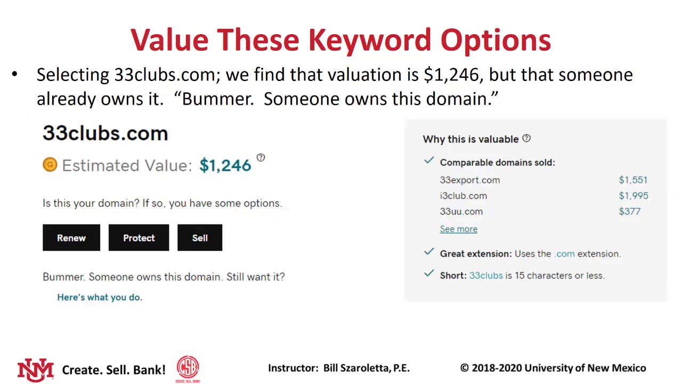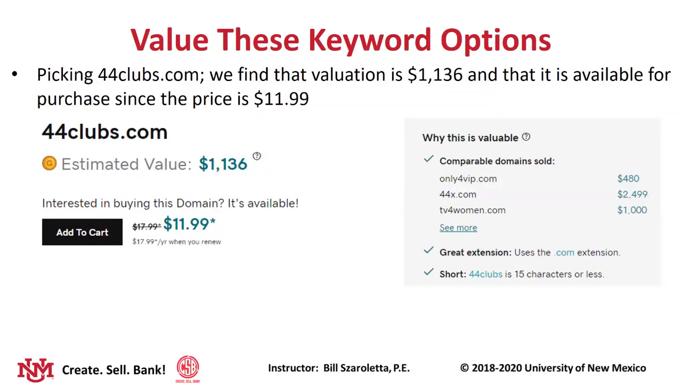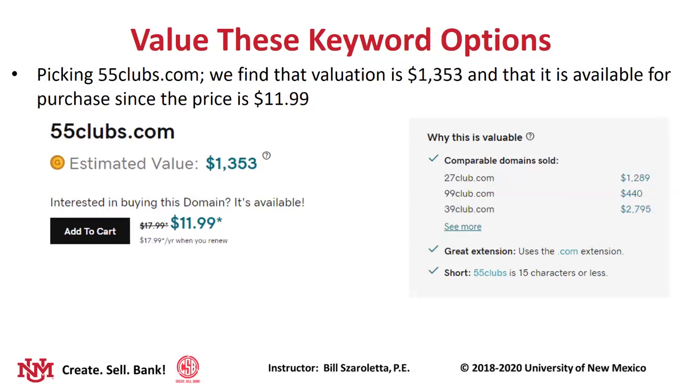Now, 33clubs.com, good valuation, but it says, bummer, someone owns this domain. Still want it? If you still want it, you click on that, it'll go to the owner of that domain and say somebody wants to buy that. Would you be willing to sell it? GoDaddy would take a commission out of the back end. But in general, this is a no-go for the Create Sell Bank. 44clubs.com, valuation above $1,000, and it's got $11.99 here, so it is available. 55 clubs, $1,353. And it's available, so you could buy that.